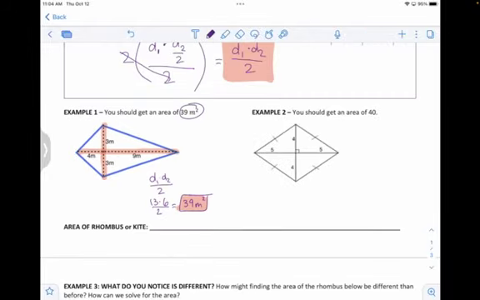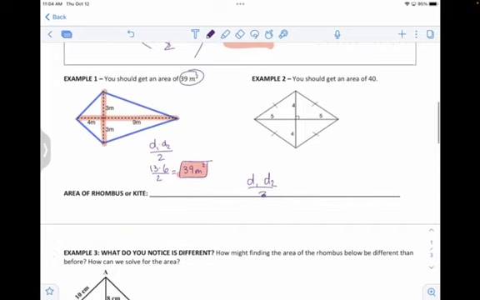I have a line for the area formula right here. If you want to write it again, you can. That's a rhombus formula, if you want to. Okay, cool.